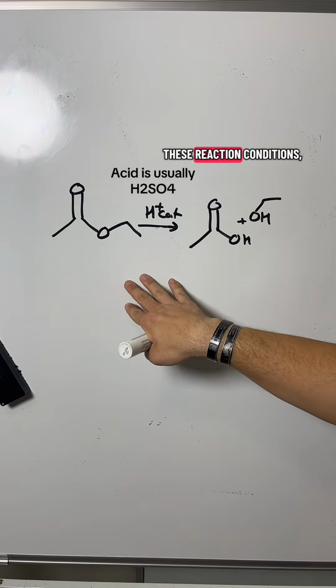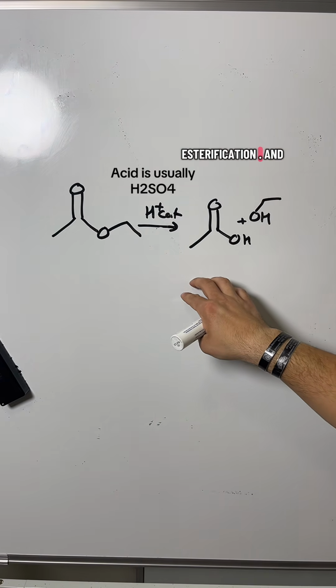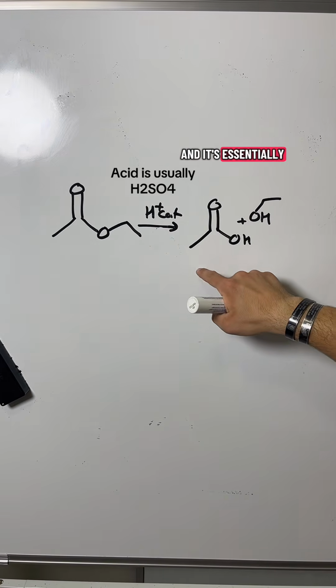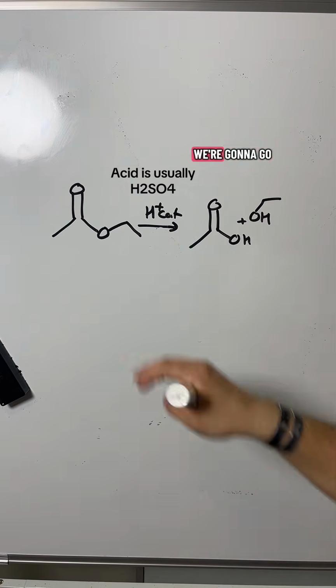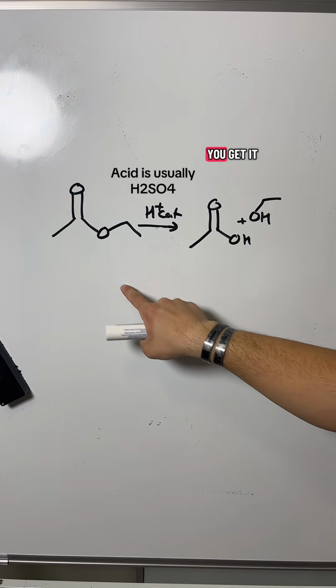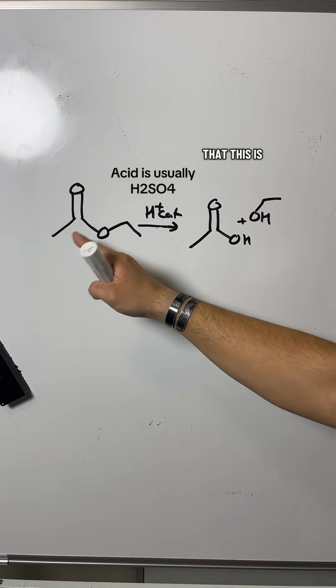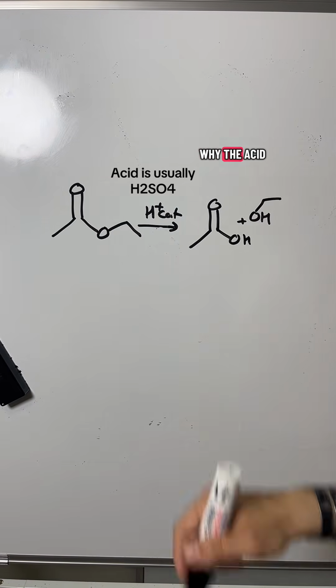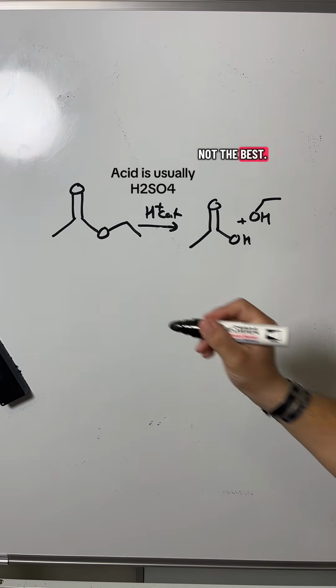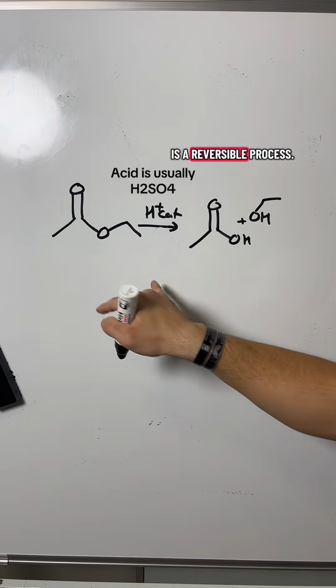And if you're looking at these reaction conditions, you might be thinking this looks a lot like a Fischer esterification, and that's because it is. It's essentially a Fischer esterification in reverse. We're going to go over the mechanism right now, so when you see this on your exam, you can get it right. But just remember that this is happening in reverse, and this is why the acid catalyzed hydrolysis is not the best. Usually base is better because this is a reversible process.